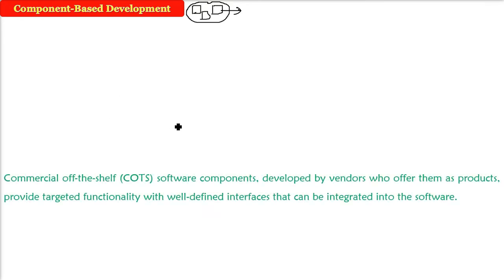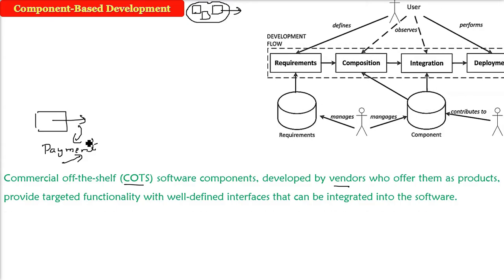So up till now, what has happened? Various vendors, various software companies, have already created commercial off-the-shelf, COTS, software components. For example, the payment gateway is already there. If you make an e-commerce website, you don't need to build the payment part because it is already available as a software component commercially. You can just go and buy it, right? These commercial off-the-shelf components already have well-defined interfaces, and they can be easily taken and integrated into your software.